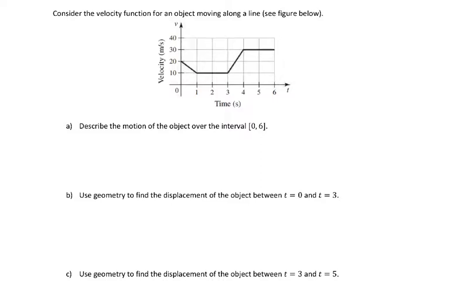Consider the velocity function for an object moving along a line. So here's a figure that describes the velocity. It says, describe the motion of the object over the interval from 0 to 6. So this velocity is always positive. It's always above the x-axis. So this guy is always moving forward.